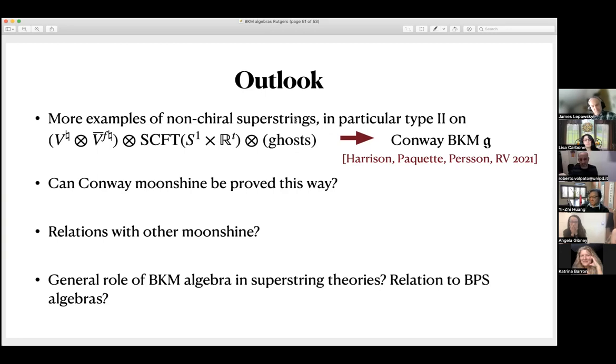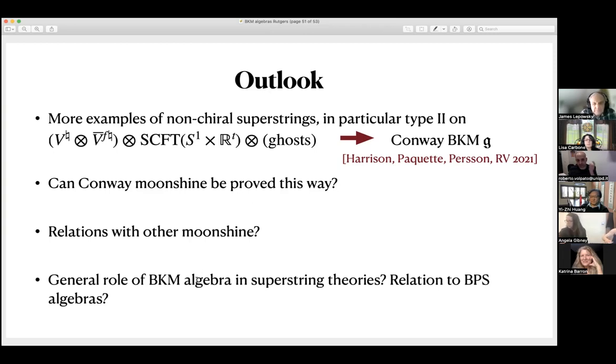And the nice thing is that you really have strings moving in space-time, and you have a BKM algebra popping out there. The way it works is that this space of BPS states should be understood as a module over your BKM algebra or your BKM superalgebra, depending on which model you're considering. So there is a way to think in terms of these algebras acting on these BPS states.